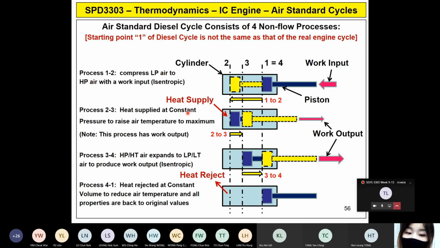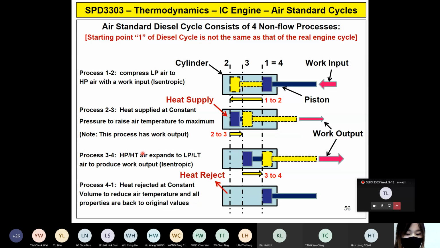But you should pay attention here. It's a constant pressure process. It's different from the constant volume process in the air standard Otto cycle. We have a work output here. We have heat supply and work output because the pressure stays constant, and therefore the piston has a movement. You have displacement, so definitely you have work output.